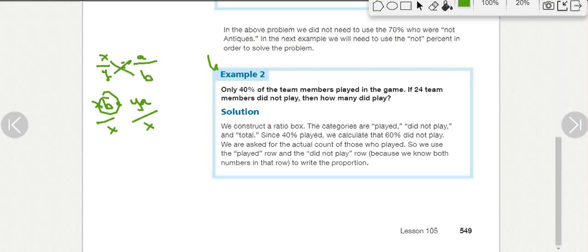Example 2 brings in percents. Only 40% of the team members played in the game. Now, if 40% played, I can build a ratio box. Played 40. And you might say, there's not going to be enough information in here, right? There's only one more number. 24 team members did not play. How do I solve this? What number do I know that they haven't told me?